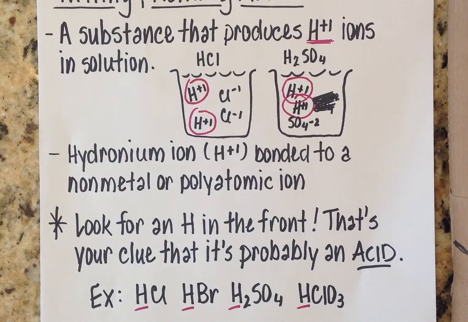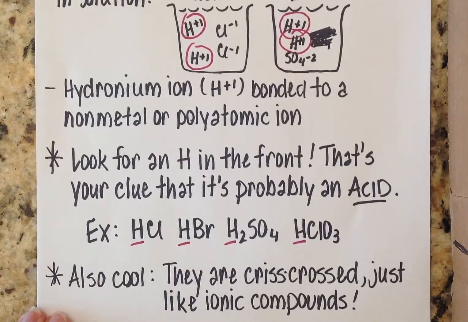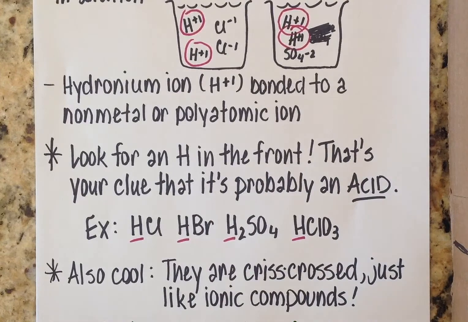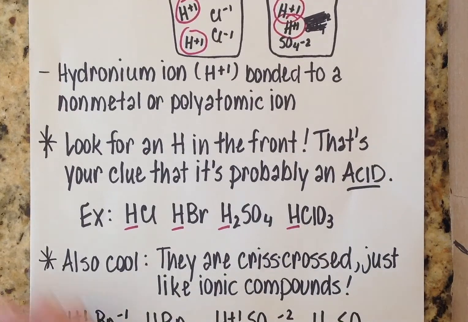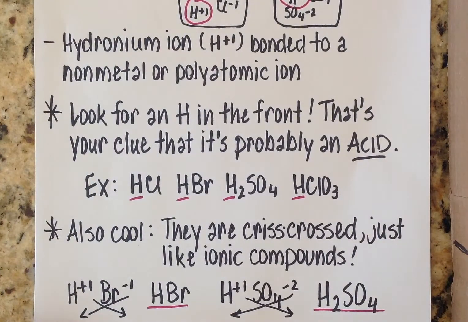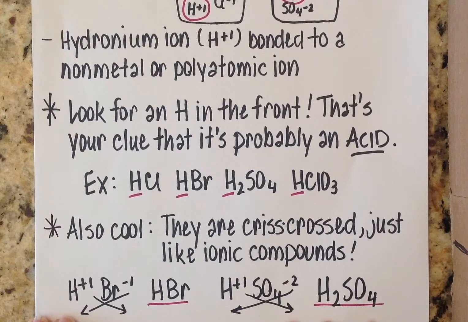So for you guys, the easiest thing to do when you're looking at a chemical formula is that if you see an H in the front, it's probably going to be an acid. I always tell my students that is your big clue. So look for that H in the front. There are some exceptions, but we're not going to get into those today.